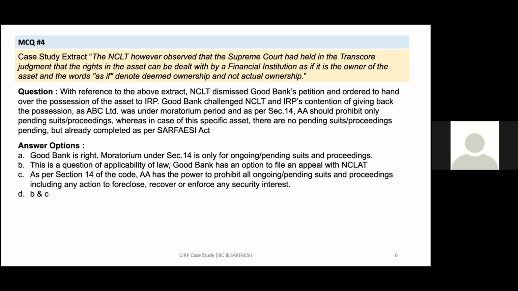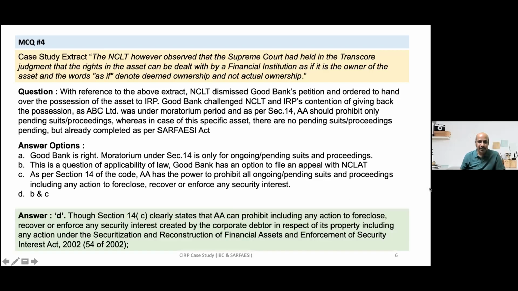Pending suits or proceedings against the institution, including execution of any judgment, decree or order in any court of law, tribunal, arbitration panel or other authority. Sir, will this not fall in it? It will also, and if you read 14C, that is more clear. So I think here answer D is right, because ultimately Good Bank always has an option to go back and challenge or appeal against NCLT. That is, I think, a fundamental right.